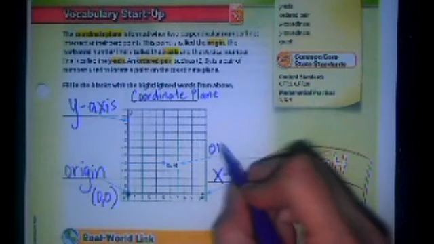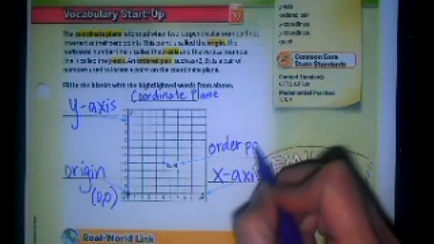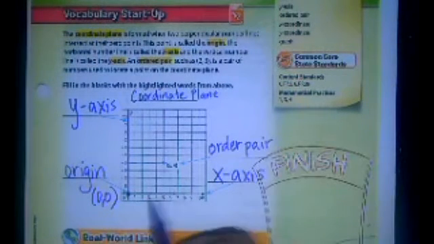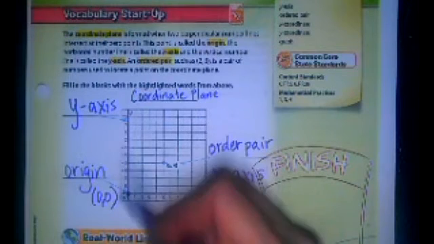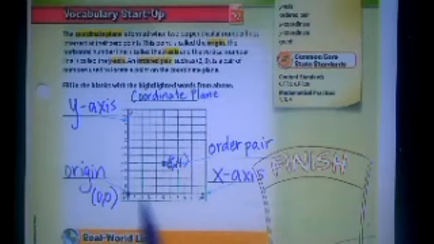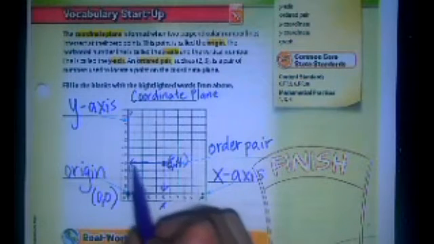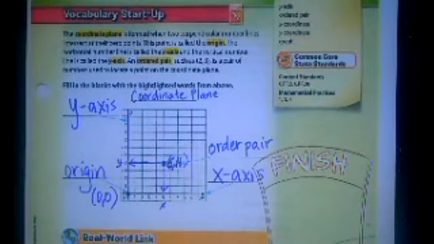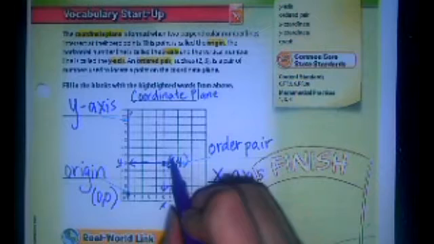Okay, point 0, 0. And a point like this is called an ordered pair. Okay, so an ordered pair has an x point and a y point. So this point right here, which is 5, 4, is because it is on the x at 5, and it is on the y at 4. So 5, 4.